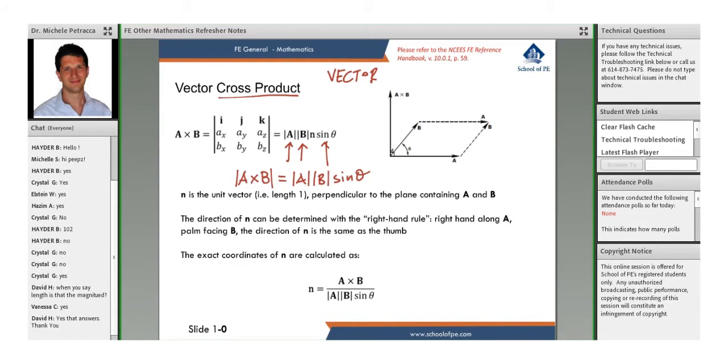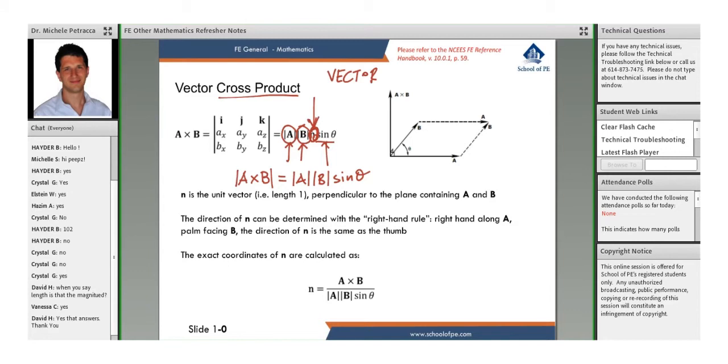So the length of the cross product is the product between the lengths of the two vectors and the sine of theta. However, that doesn't give any information about the direction of the cross product. The information about the direction of the cross product is encoded in this unit vector, which is n, which essentially only represents the direction of the cross product result, because its length is equal to 1.